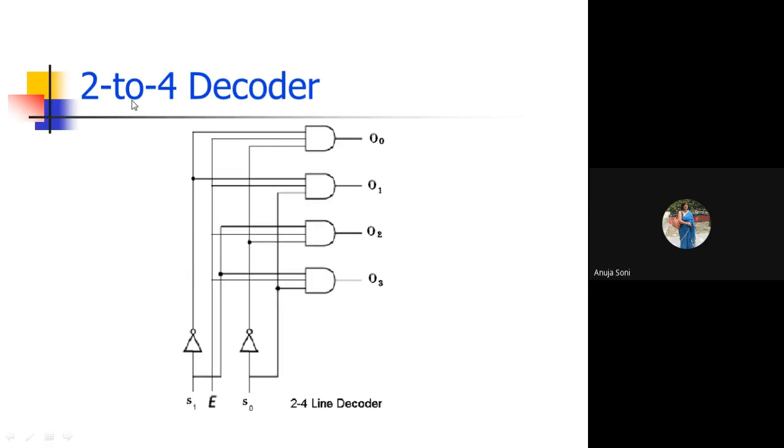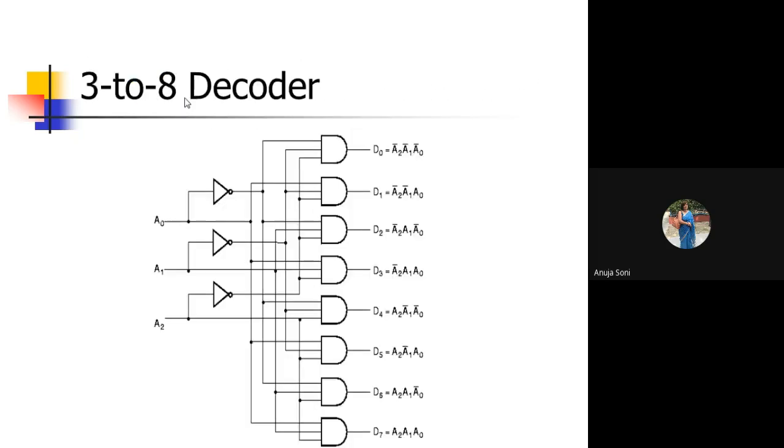Similarly, if we talk about a 2 to 4 decoder, in this case the input variables are 2, and what will the output combinations be? 2 raised to power 2. That means there will be 4 combinations.